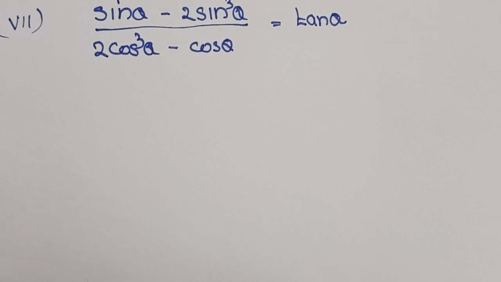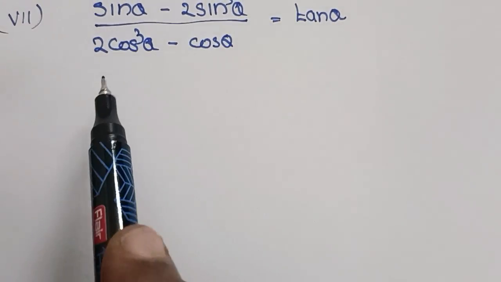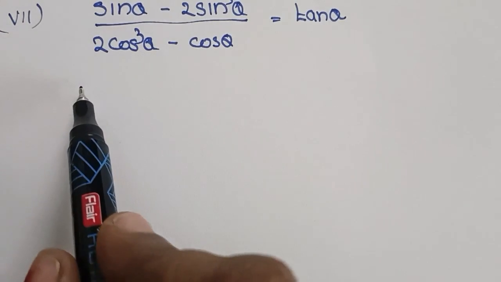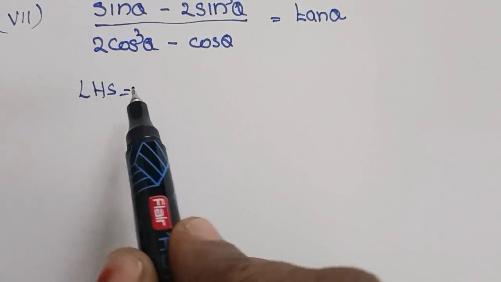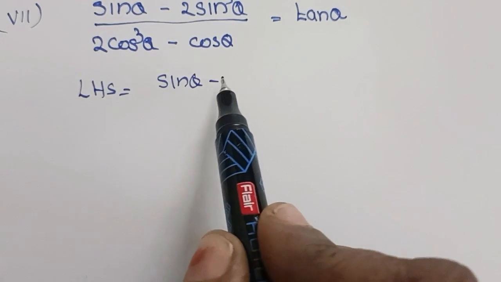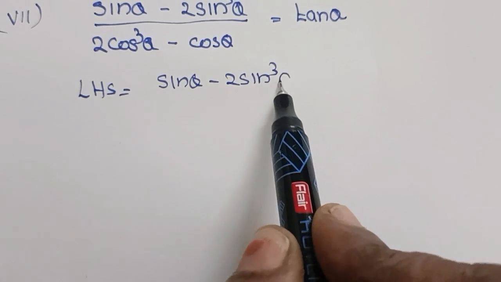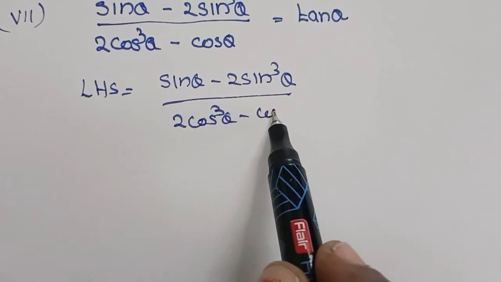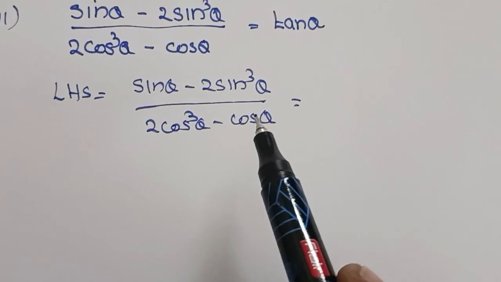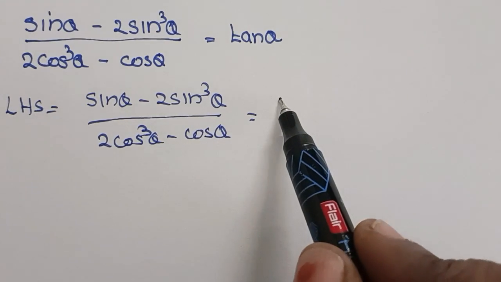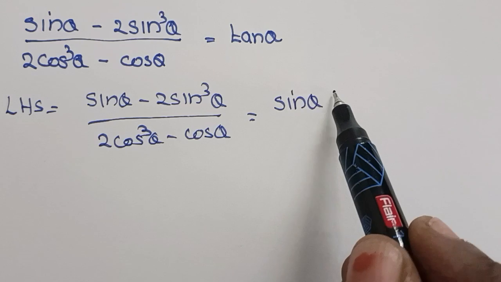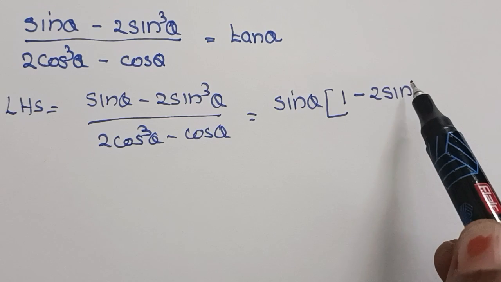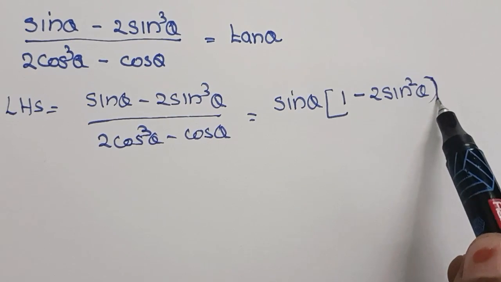7th question. (sin theta minus 2 sin cube theta) by (2 cos cube theta minus cos theta) equal to tan theta. Take the LHS. LHS equal to (sin theta minus 2 sin cube theta) by (2 cos cube theta minus cos theta). Now take the common factor from numerator and denominator. Numerator common factor sin theta. By taking sin theta outside, it will become 1 minus 2 sin square theta divided by the denominator.